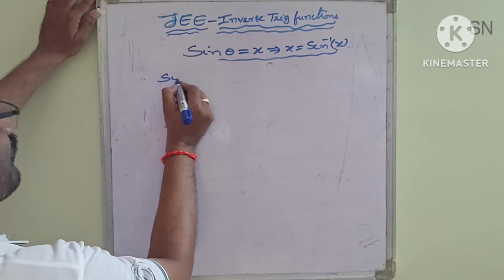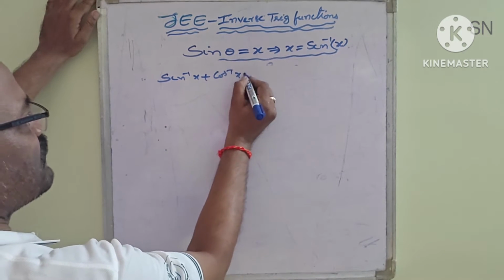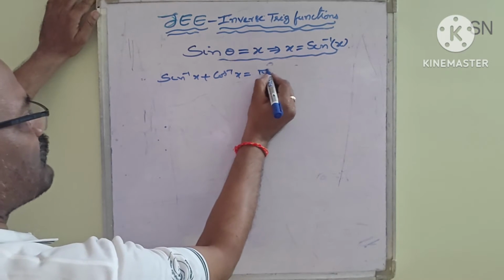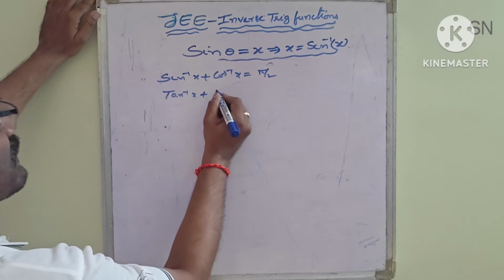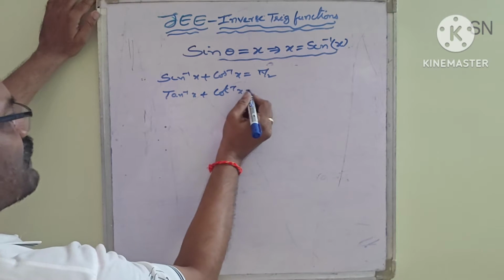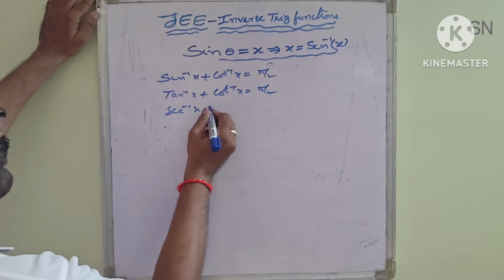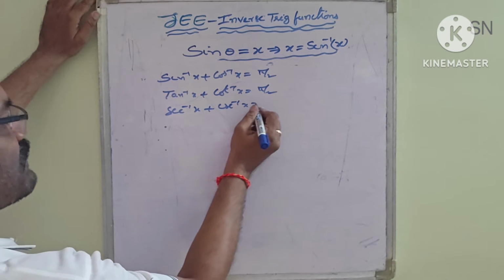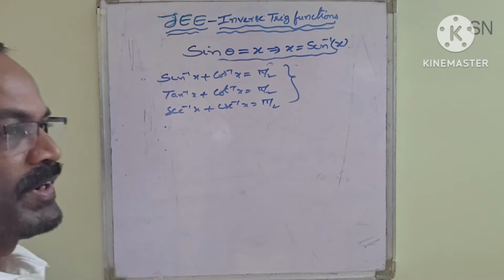Now, sin inverse x plus cos inverse x is equal to pi by 2. And tan inverse x plus cot inverse x is equal to pi by 2. Secant inverse x plus cosecant inverse x is equal to pi by 2. This is one important type.